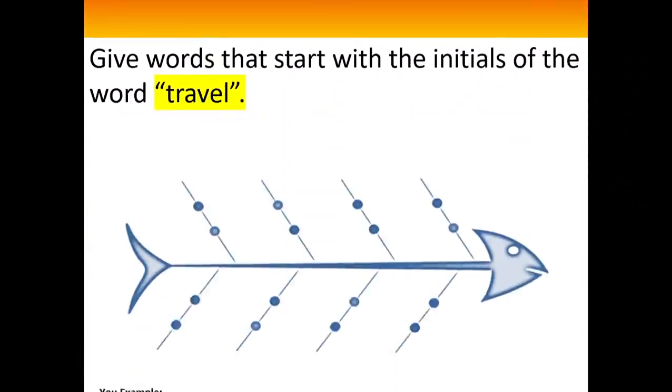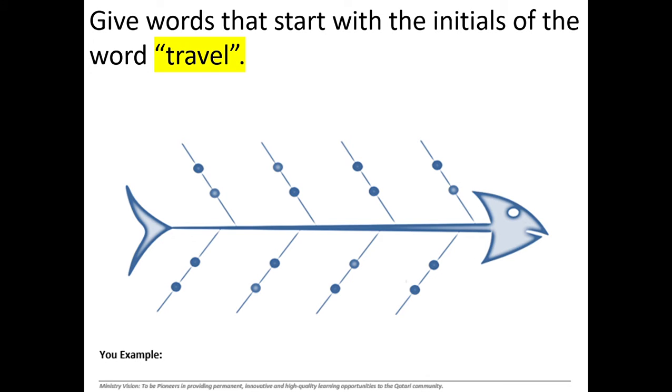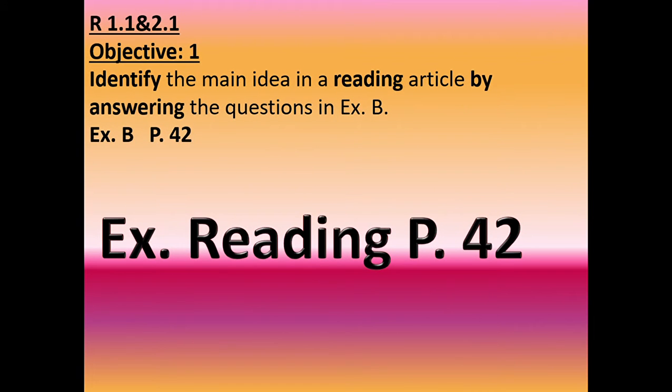Well, let's start our lesson with this warm-up. Give words that start with the initials of the word travel. Pause the video and present your own words. Let's identify our objective: to identify the main idea in a reading article by answering the questions in exercise B, page 42.